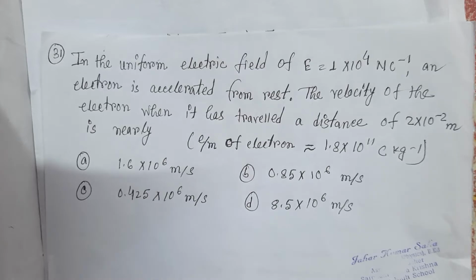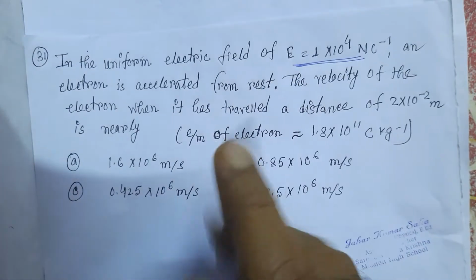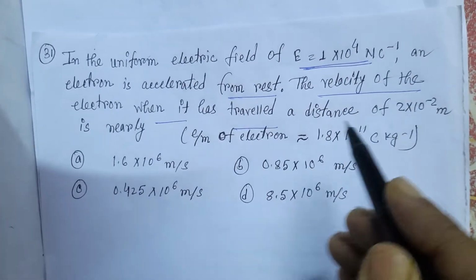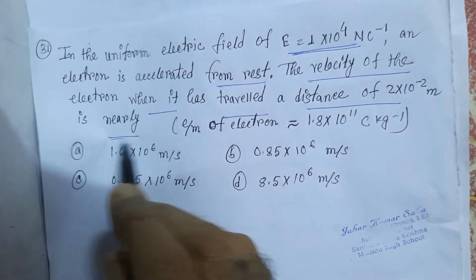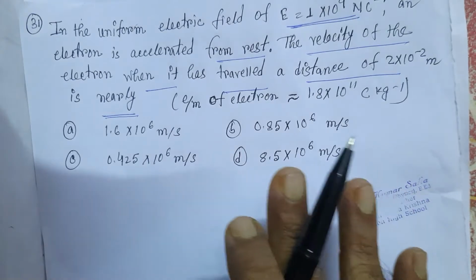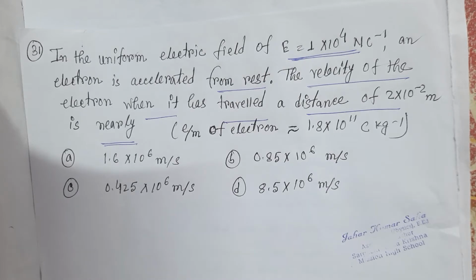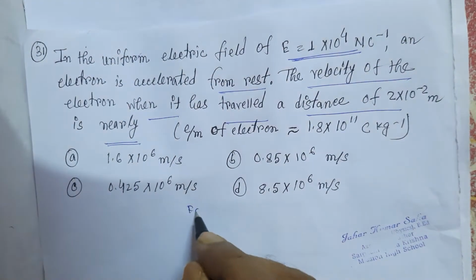In a uniform electric field E of 10 to the power 4 newton per coulomb, an electron is accelerated from rest. Find the velocity of the electron when it has travelled a distance of 2 into 10 to the power minus 2 meter. So we have to calculate the velocity of the electron. When it is subjected to an electric field, a force will be exerted.